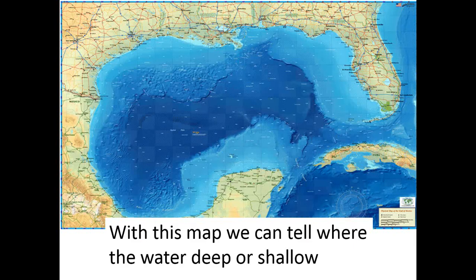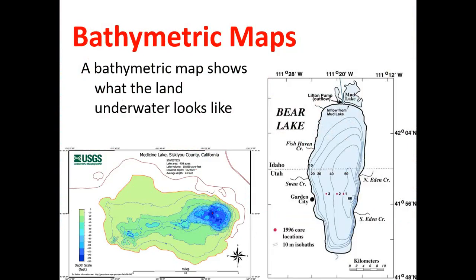With this type of map, we're looking at what the land is like under the water, which can be really important because we can't see it with our eyes. So this type of physical map tells us what the land is physically like under the water. That has a name. It is called a bathymetric map. It's a map that shows what the land underwater looks like. It's a type of physical map because it is telling us what the land looks like, just the land under the water.